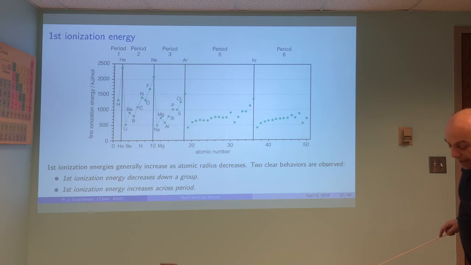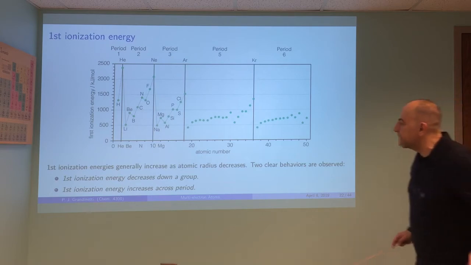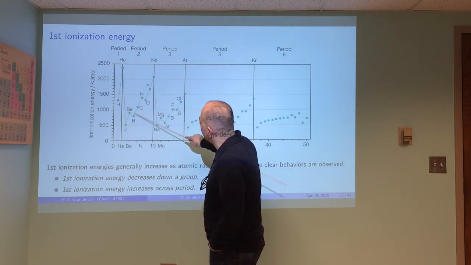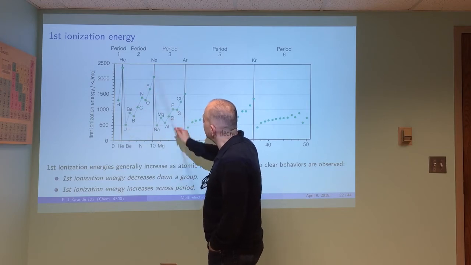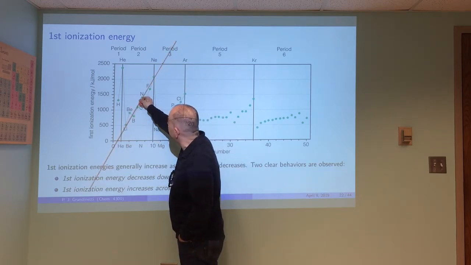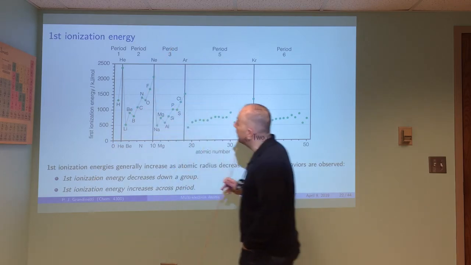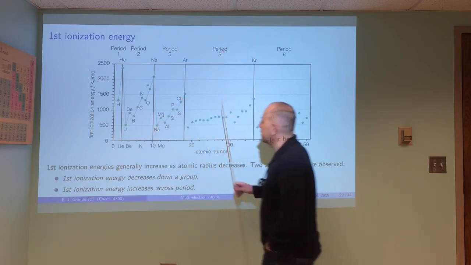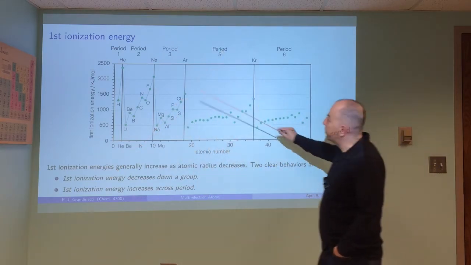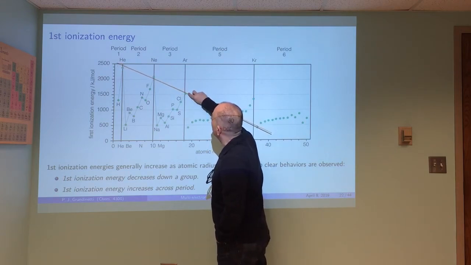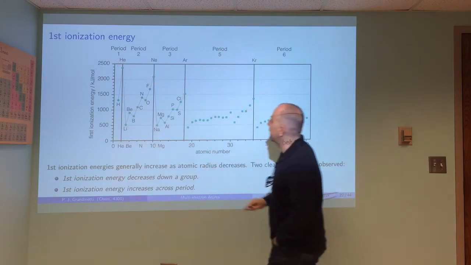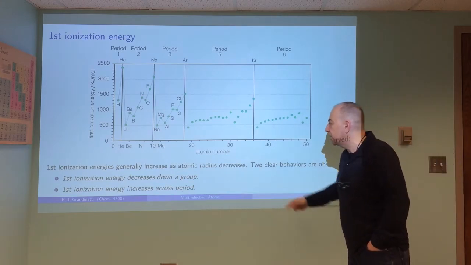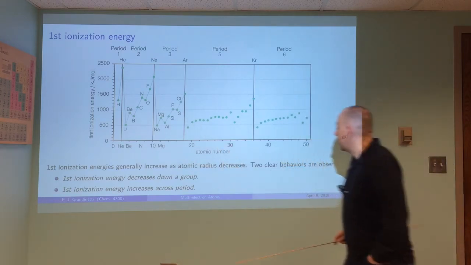So if you look at the trends in these, here's hydrogen, helium, lithium, beryllium, boron, carbon, nitrogen, oxygen, fluorine. And you see that there's a general trend that these increase. So the ionization energy is going up as you move across a period. And the same thing happens when you get into the next period: the ionization energy goes up. And of course, if you go down a group, say helium, neon, argon, it goes down. So it goes down as you go down a group, and it increases as you go across a period.